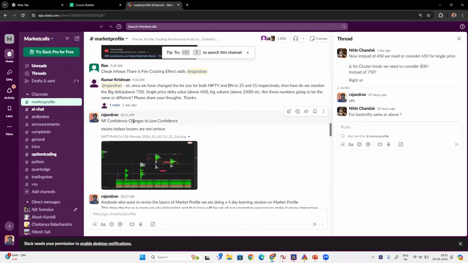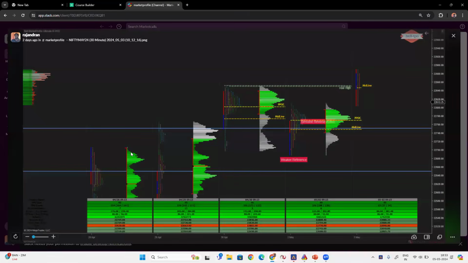Yes. So around 10-11, I'm seeing that there is enough of a change from confidence to low confidence. It means today's buyers are not serious. If the buyers are not serious, if there is a change in confidence, any change in confidence is always a trading opportunity, right? Because the market confidence is not always the same. It will keep on changing. So probably in a day, at least 1 or 2 times, the confidence will change. Many times it will change only once. Very rarely will the opening confidence remain the opening confidence.